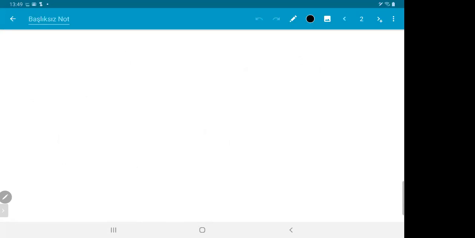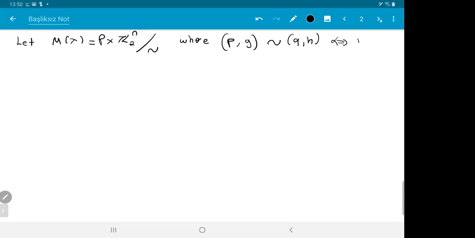Now let M(lambda) be the space defined by taking the product of P with this group and then taking the quotient, where we assume that the point (p, g) is equivalent to (q, h) if and only if p and q are the same element of the polytope and g inverse h lies in the subgroup associated to p, Z2 G(p).